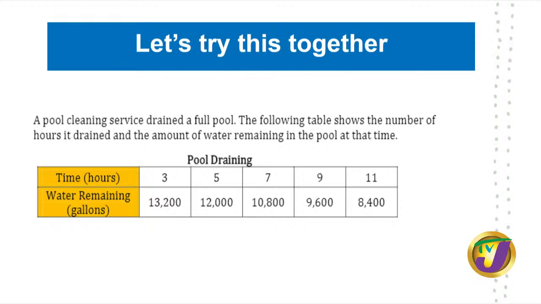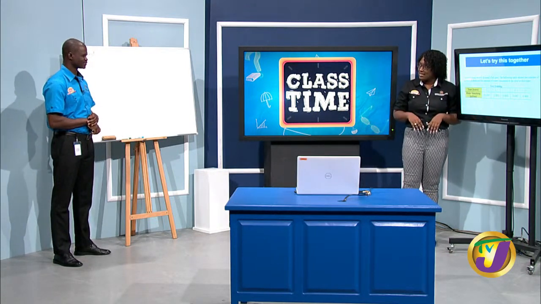Now, Mr. Price, we talked about some very important things before. We talked about the independent and the dependent variable, didn't we? Yeah.